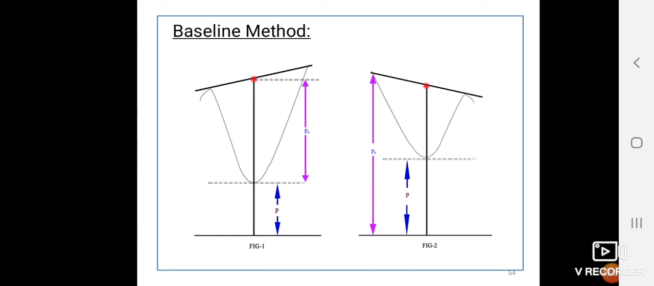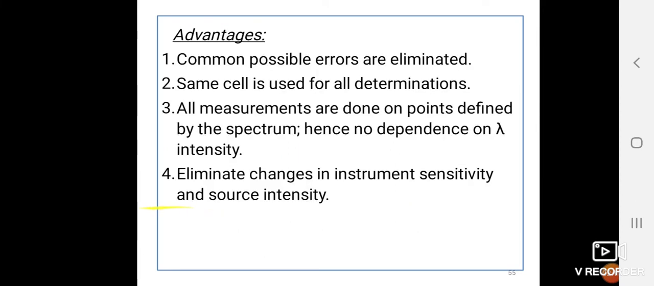You can see the P and P0 values are taken, and concentration is plotted against this. Advantage-wise, common possible errors can be eliminated by this method, and the same cell is used in all the determinations, so there will be no chances of errors. All measurements are done on points defined by the spectrum, hence there is no dependence on the lamp intensity, and it eliminates the chances of instrument sensitivity as well as source sensitivity.